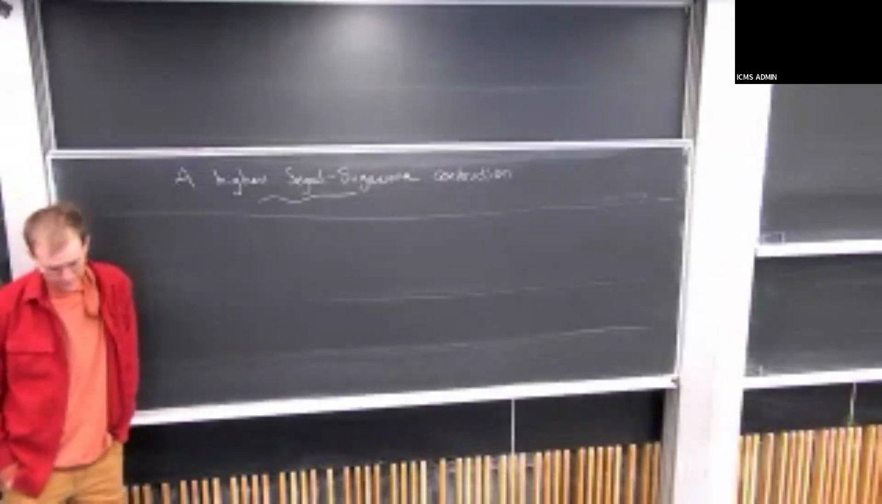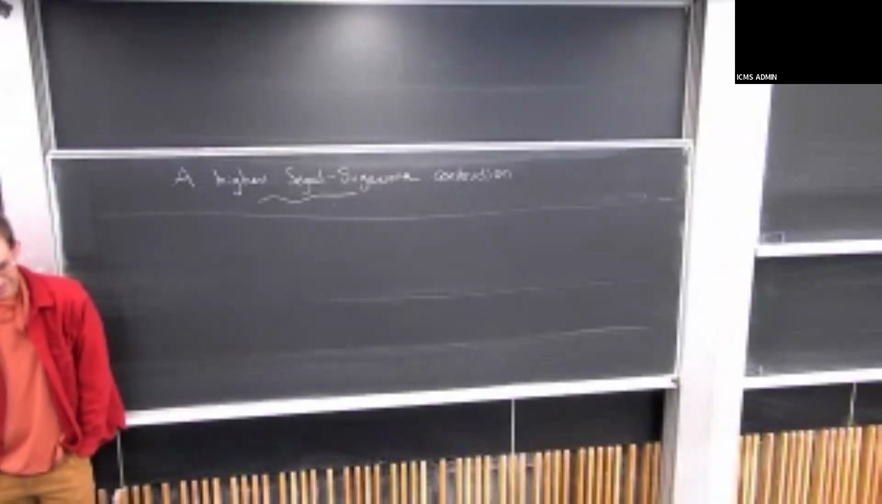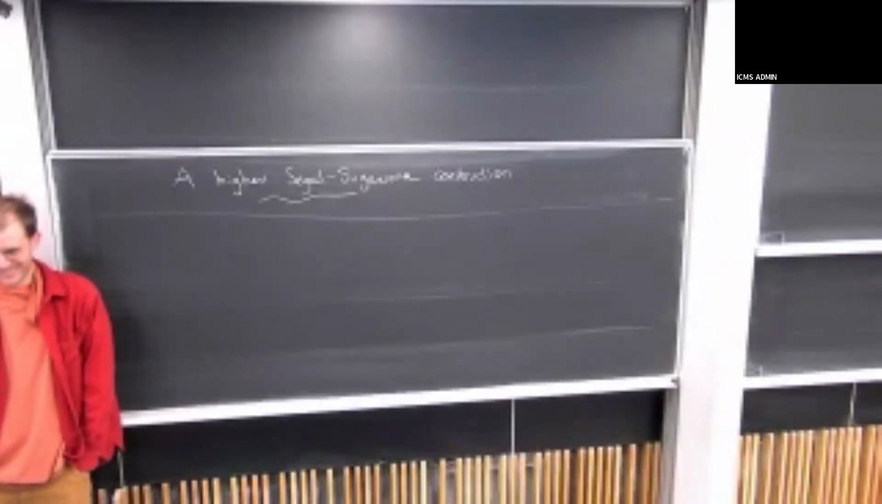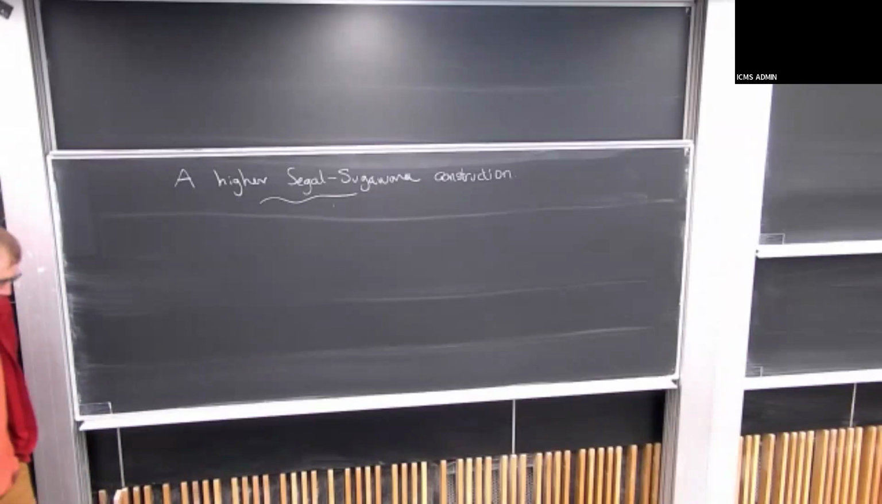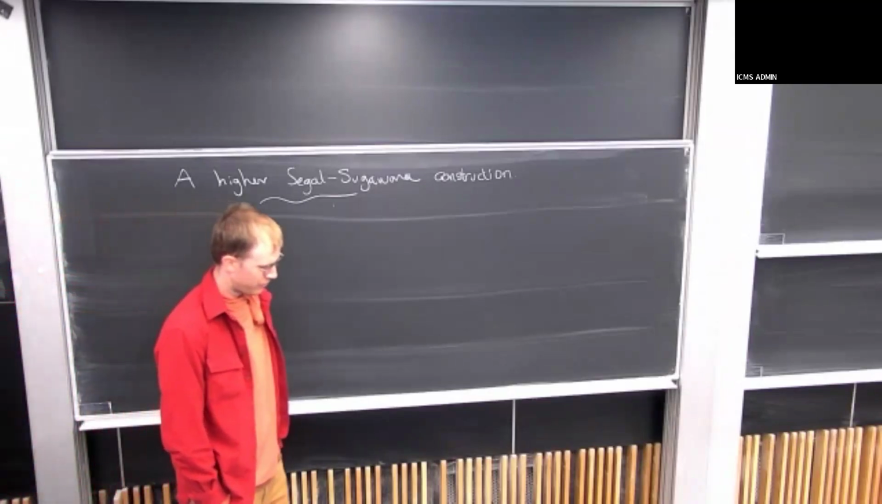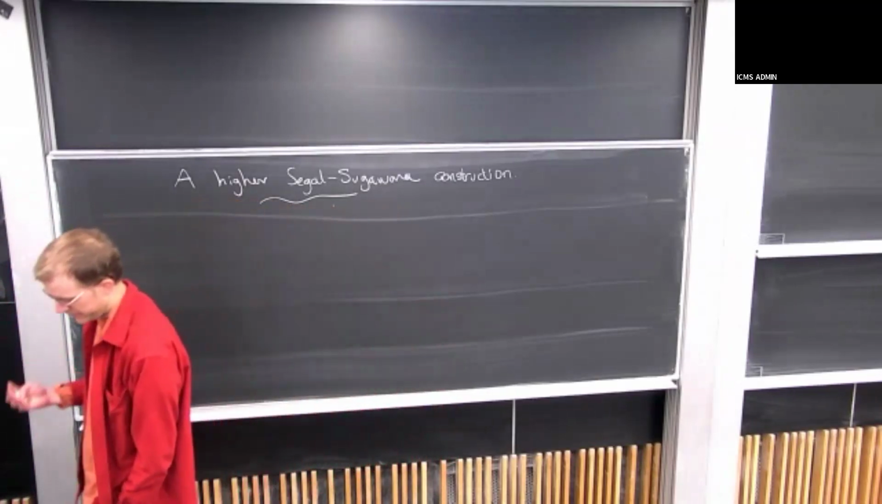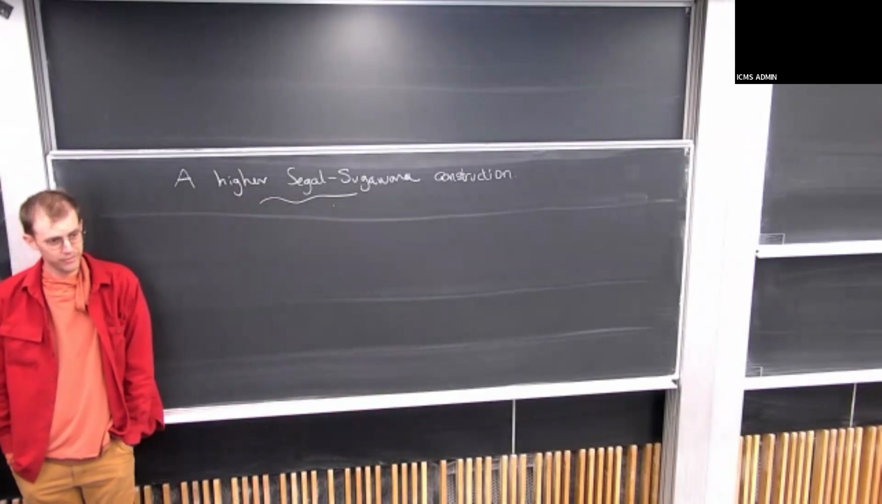Today I'm going to talk about not so much higher symmetries, which has been most of the week in this collaboration, but more derived symmetries. It's called a higher Segal-Sugawara construction, which is a construction in conformal field theory about producing stress tensors for a certain family of conformal field theories.